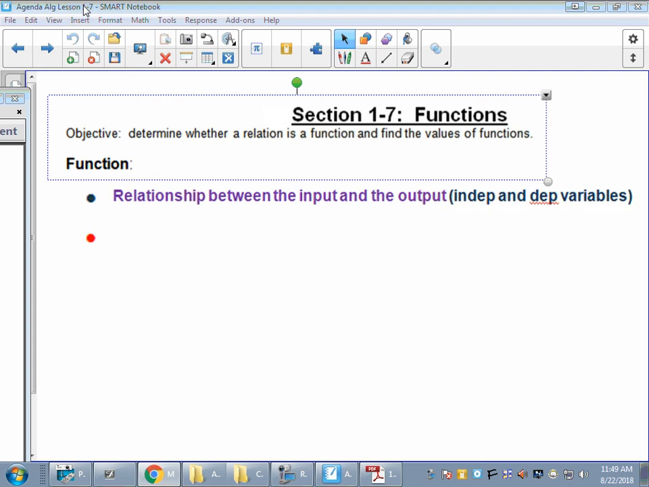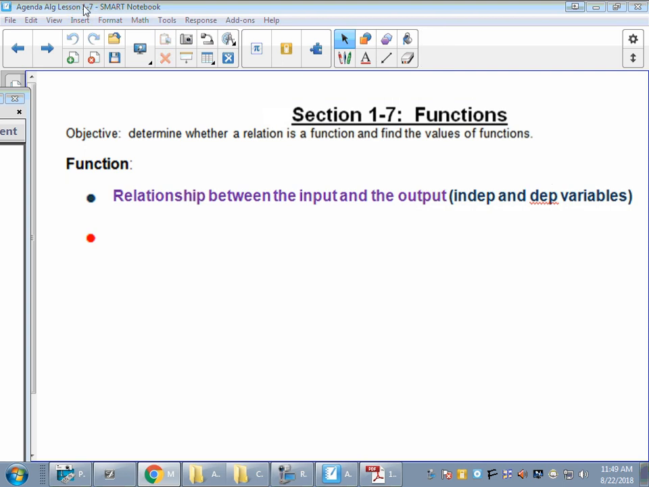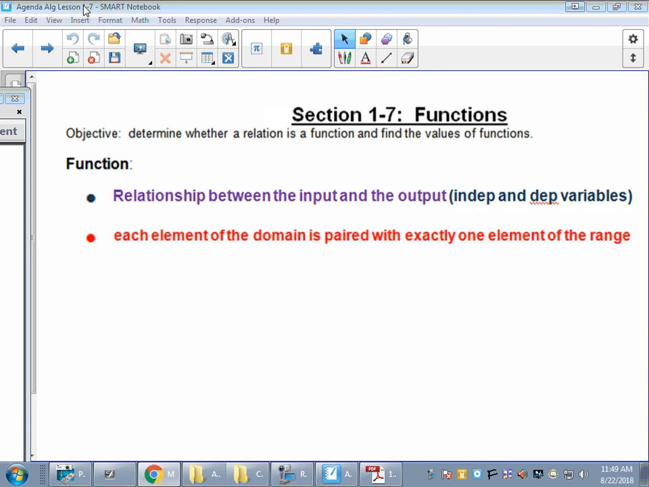Oh, there it is. Okay, a function is a relationship between the input and output, independent and dependent variables. Remember those from the last lesson. And then each element of the domain is paired with exactly one element of the range. So the key phrase here is exactly one element of the range. Each domain gets paired with exactly one element of the range.